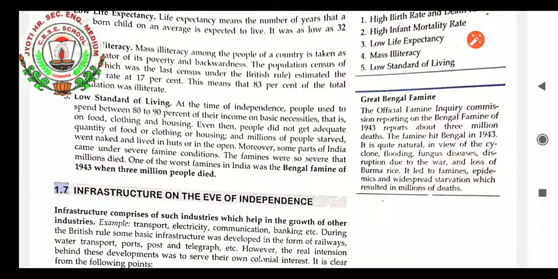These were the problems faced by the people of our country before the independence and, after the independence also, for many years. Moreover, some parts of India came under severe famine conditions. The famines were so severe that millions died. Like now we are facing this type of situation. One of the worst famines in India was the Bengal famine of 1943, where 3 million people died.